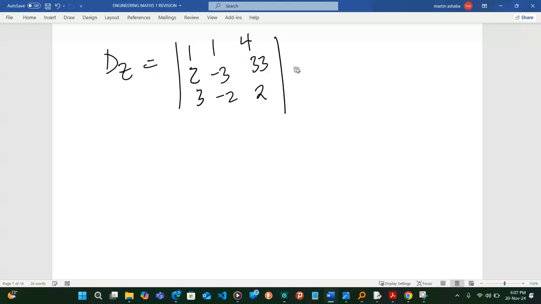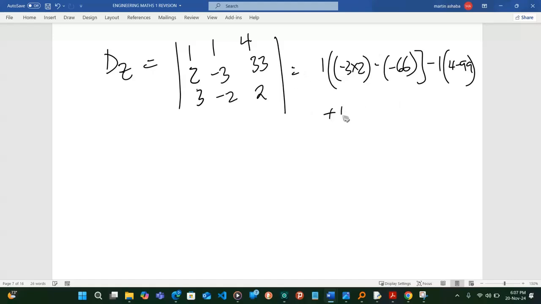So this is going to be obviously 1 into negative 3 times 2, I take away the products of this diagonal, so this will be negative 66. So I subtract 1 into, so I have a matrix of 2, 3, 3, then 3 and 2. So it will be 4 take away 99, 4 minus 99. Then we are adding a plus 4 into negative 4, then minus 9.